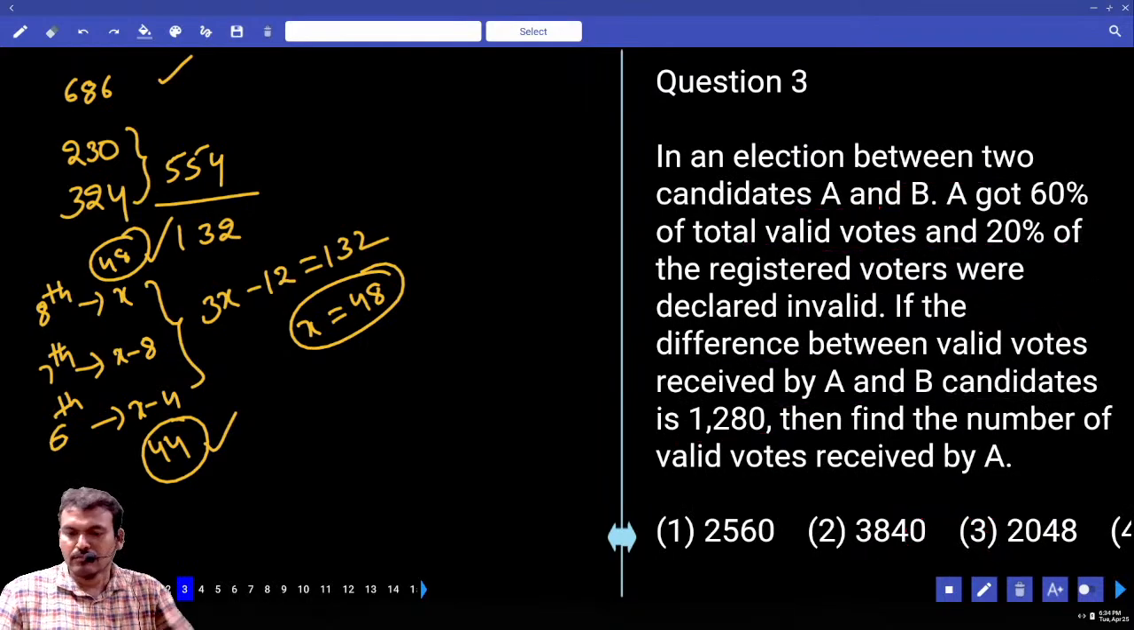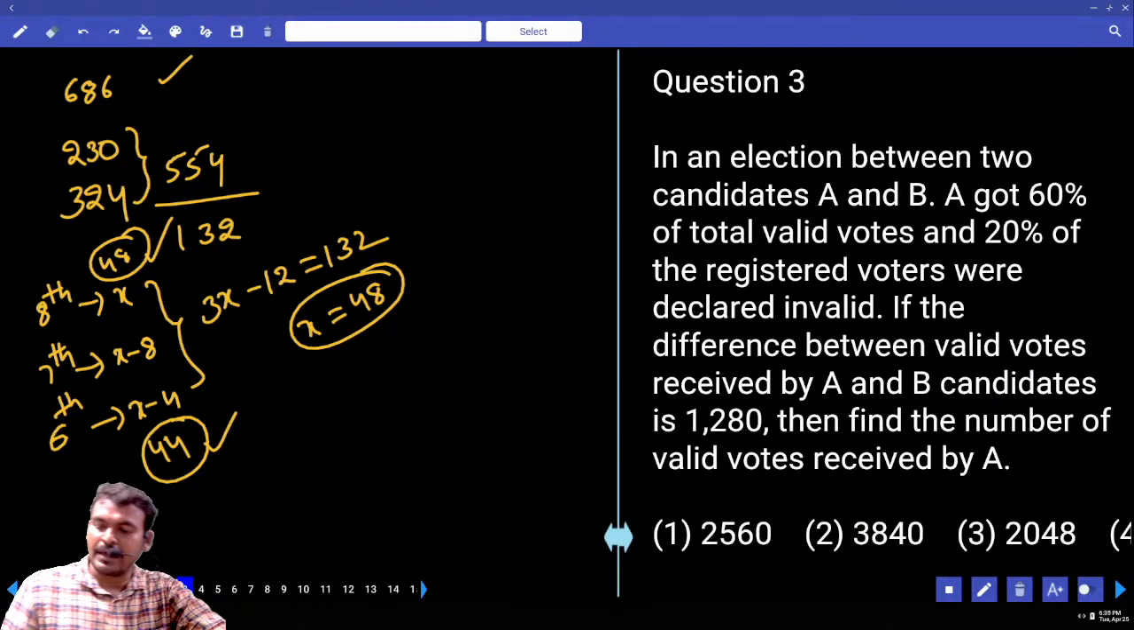Next, third one. In an election between two candidates A and B, A got 60% of the total valid votes and 20% of the registered voters were declared as invalid. If the difference between the valid votes received by A and B candidates is 1280, then find the number of valid votes received by A.